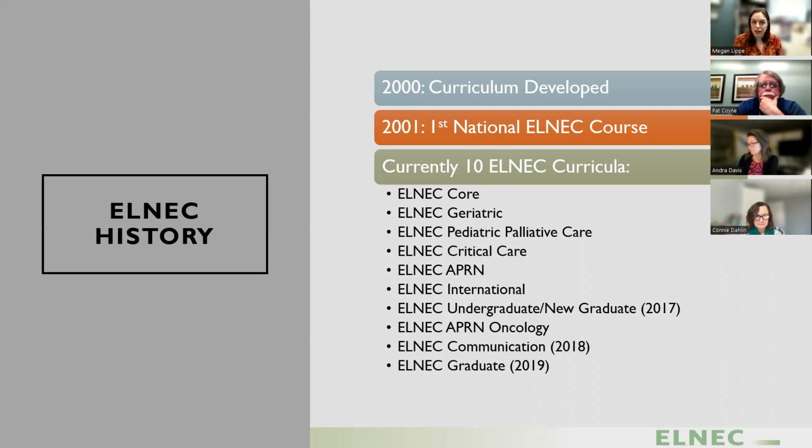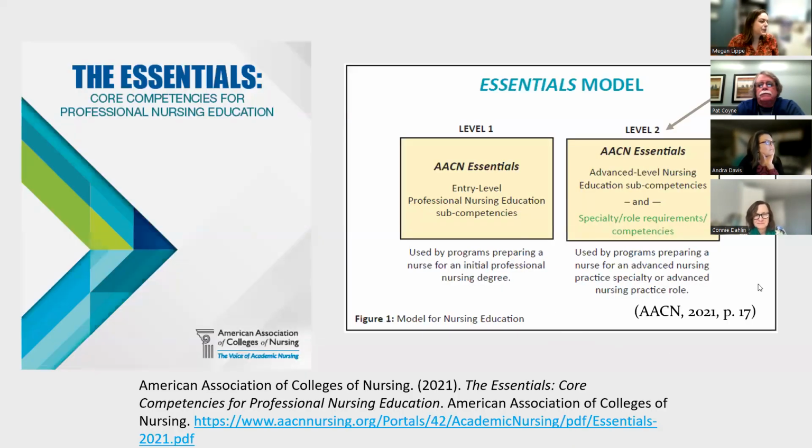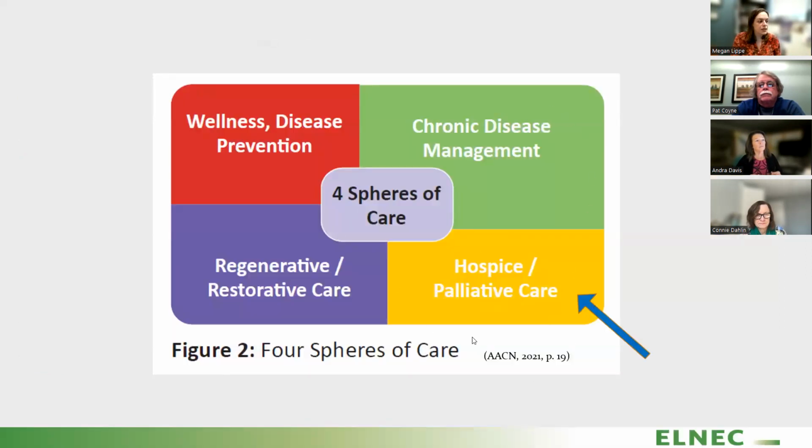We do also have curricula for undergraduate and new graduates, which would be more nurse residents. And those are our other webinars that we feature. So many of y'all might have found your way to us just because of the new essentials, which has really kind of shifted to competency-based education. The ELNEC graduate resources that we provide really feature how we can prepare students at that level 2, that advanced level student, in terms of palliative care. And then specifically, the resources that we offer to support schools of nursing have to do with the hospice palliative care sphere.